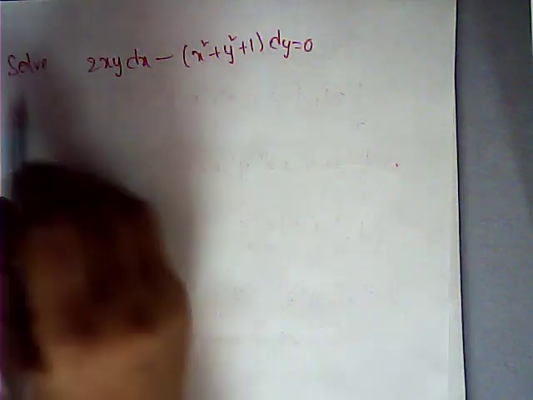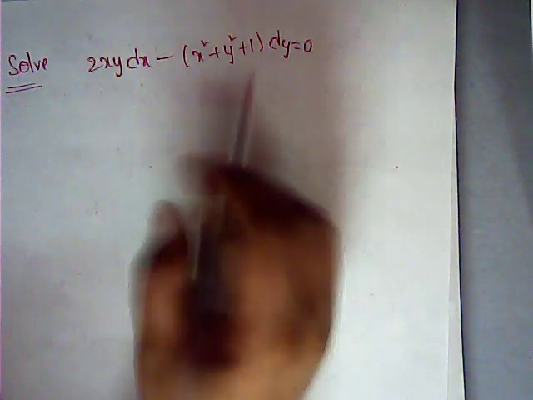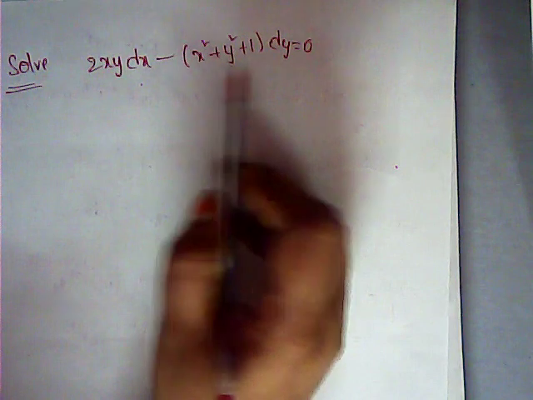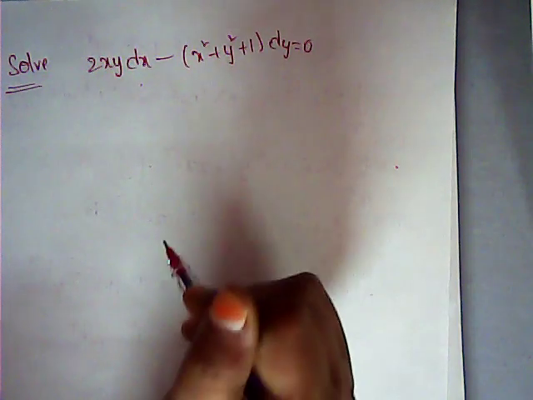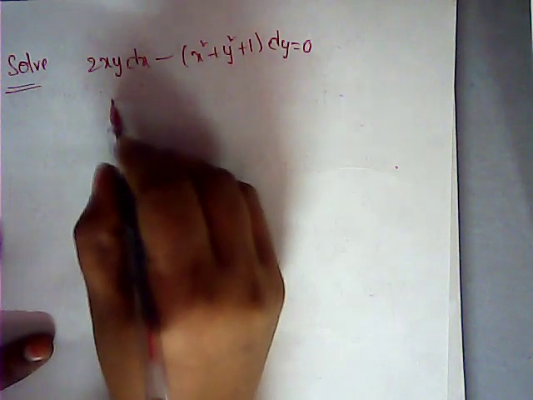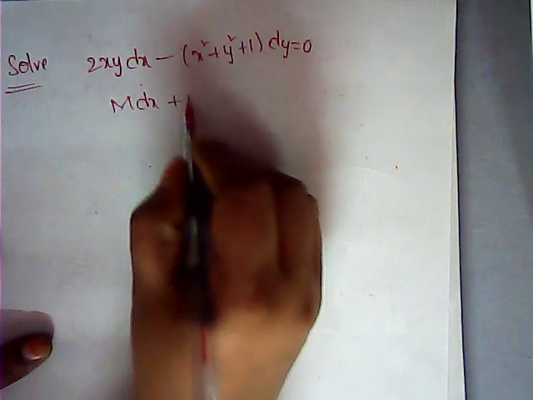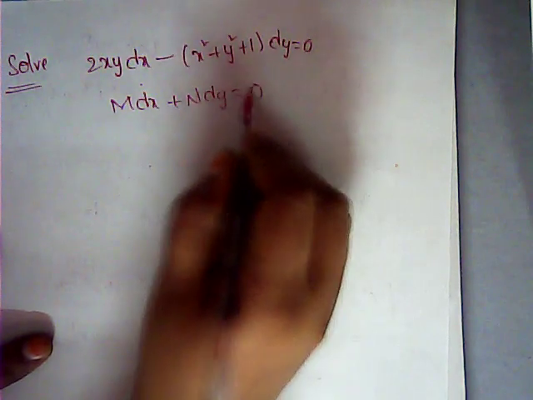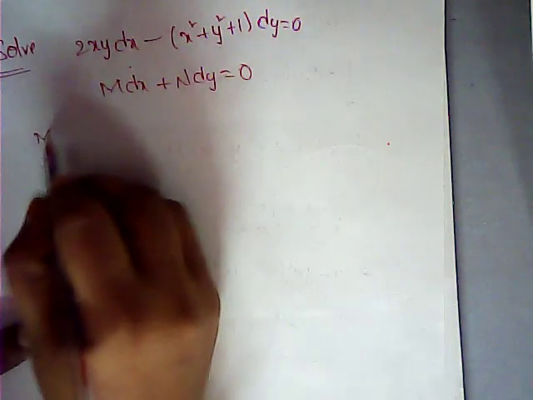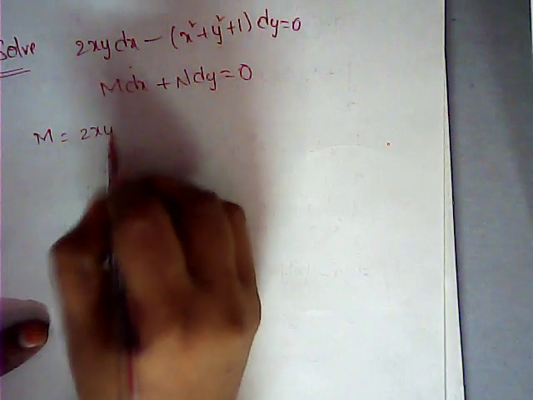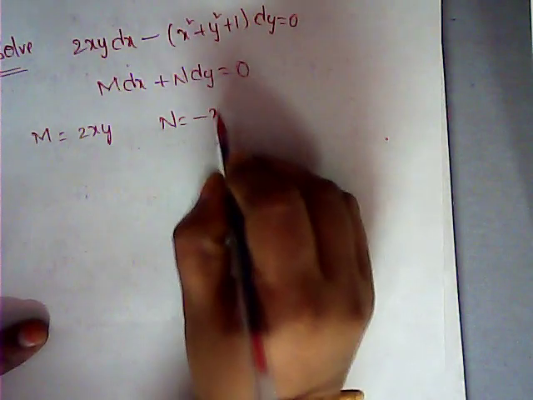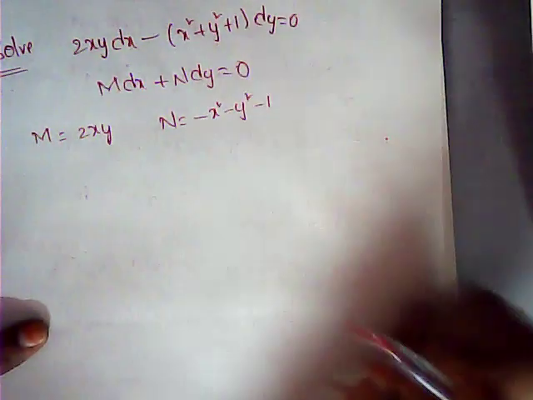Yes. See here. One more question I was taking here. Solve 2xy into dx minus x squared plus y squared plus 1 into dy is equal to 0. Now, again this is in the form of M into dx plus N into dy is equal to 0 here, right? So what are the M and N terms here? M is equal to 2xy and N is equal to minus x squared minus y squared minus 1.